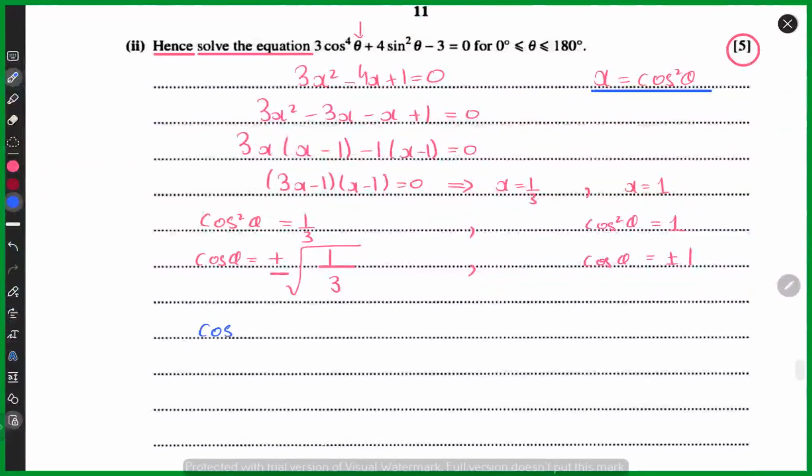It's cos theta equals root 1 by 3, then negative root 1 by 3. This is the first equation. This is the second equation. The third equation is cos theta equals 1. And the fourth equation is cos theta equals minus 1. Okay, this is the fourth equation.